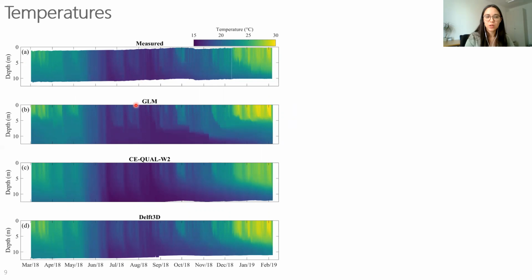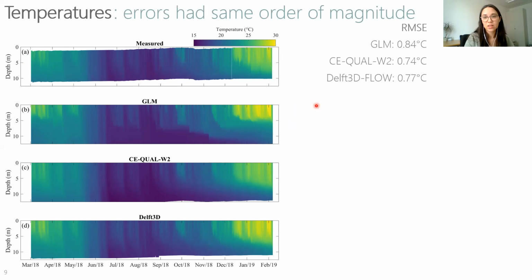Looking at the 3 models, we can see that all 3 of them reproduce this seasonal variation, and actually calculating the errors, they are all of the same magnitude. But this error was calculated for all depths and for the total period.